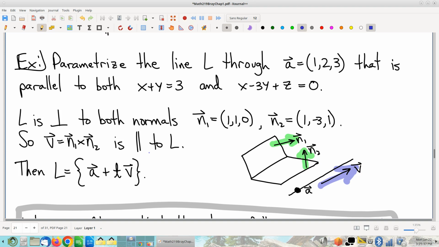Okay, so given a couple of vectors, I need to find another vector perpendicular to both. And of course, we recognize that the cross product does that for us, right? So that's why we're going to compute our direction vector as N1 cross N2. And we win. Everybody happy with this example?